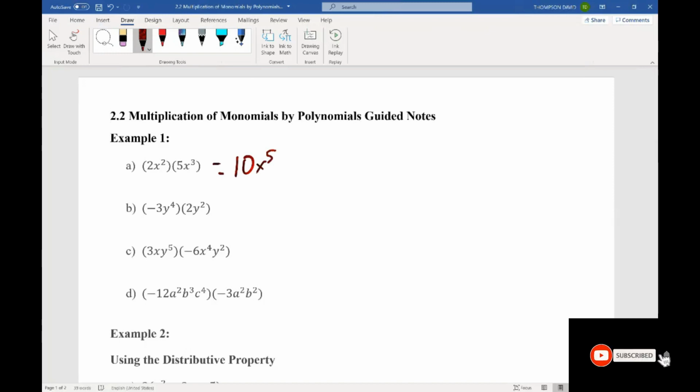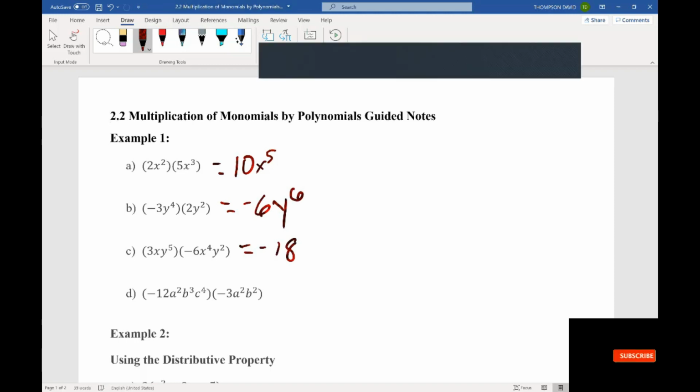Same thing for b. Multiply -3 and 2 to give me -6. And then y to the 4th and y squared. 4 plus 2 will give me 6. And the next one is a little bit more challenging. So 3 times -6 would be -18.